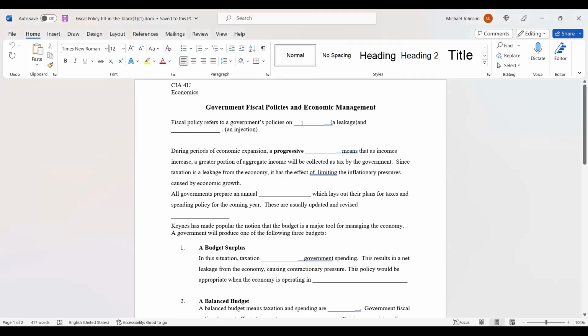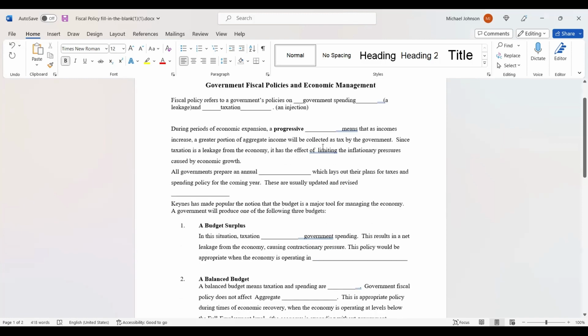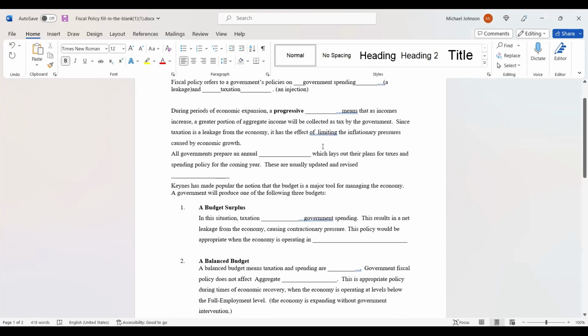Fiscal policy refers to a government's policies on what and what. Does Hillary want to try? Also, okay, so that would be government spending, which is leakage, and then taxation is an injection. And then during periods of economic expansion, a progressive tax means that as incomes increase, a greater proportion of aggregate income will be collected as tax.